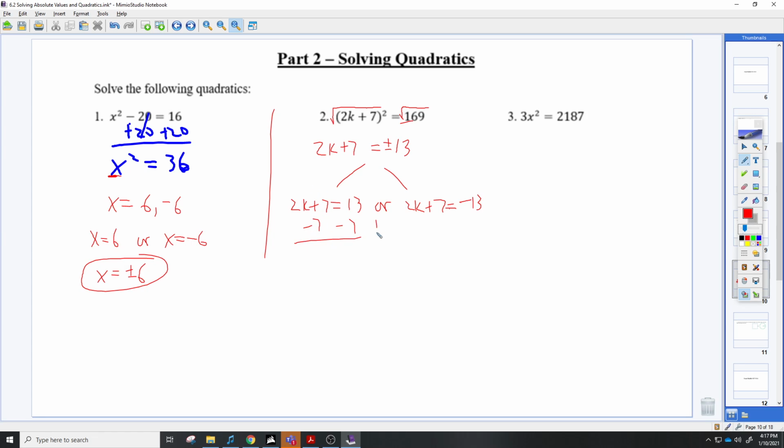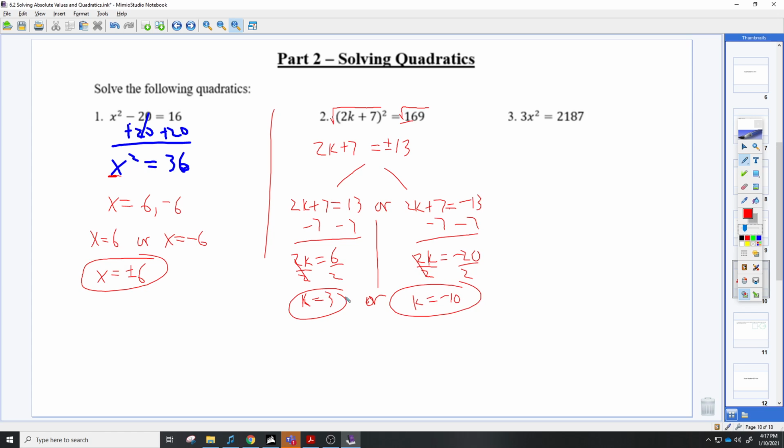Minus 7, put a line here. We get 2k equals 6, divide by 2. K is equal to 3. Oh, that's pretty ugly there. K equals 3. So that's one answer. Or we could subtract by 7, get 2k equals negative 13, and negative 7 is a negative 20. Divide by 2, k is negative 10. So those are the two options you could have. Again, you'll always get two different answers, just like the absolute value. There's no difference there.